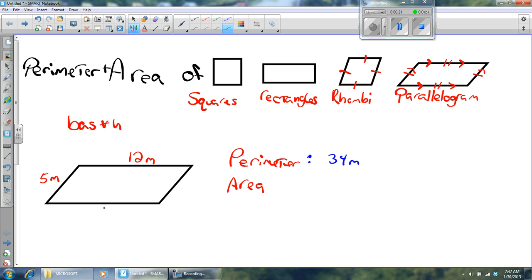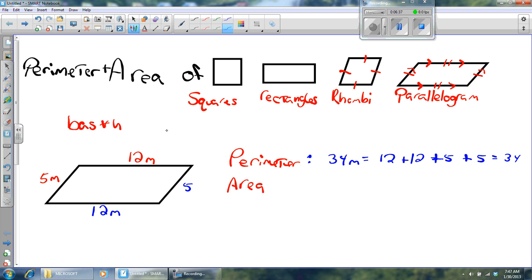Well, I know that in a parallelogram, the opposite sides are congruent. And so I add 12 plus 12 plus 5 plus 5, and that's how I'm getting 34.